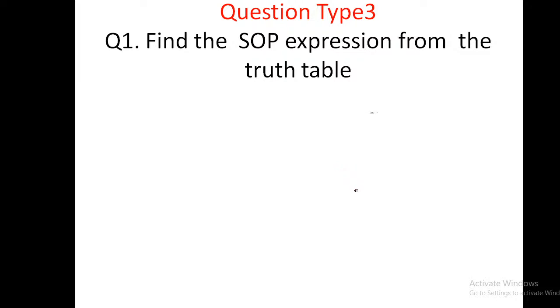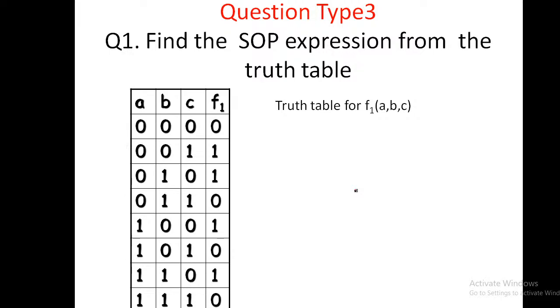Now you can see the question here. Find the F1 expression from the truth table. We know F1 is the expression. That means these are the three inputs and this is the output, right? This is the output. So what we do, we have to check where the ones are.